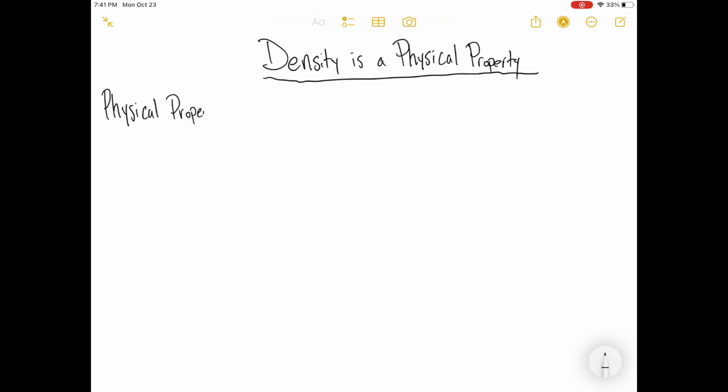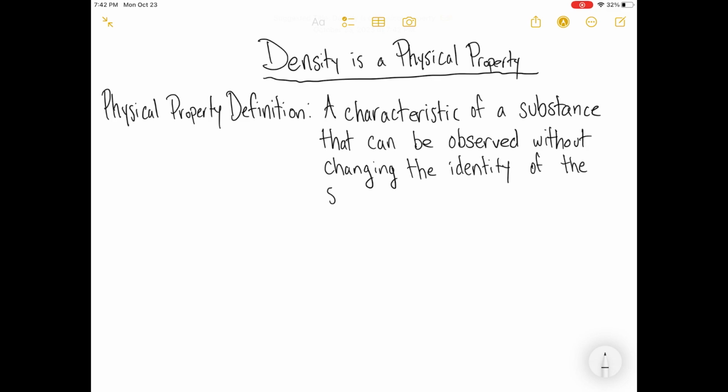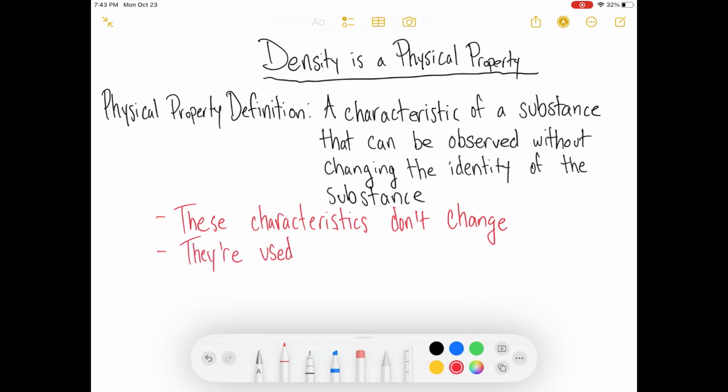So density is a physical property. A physical property is something that can be observed or tested without changing the identity of the matter itself. Basically, it helps us identify what matter is or helps scientists build materials based on their properties. Now, a big thing about physical properties is that they don't change at all, and density is a great example of it. It's very similar to how authors would use characteristics to describe the characters in their books.